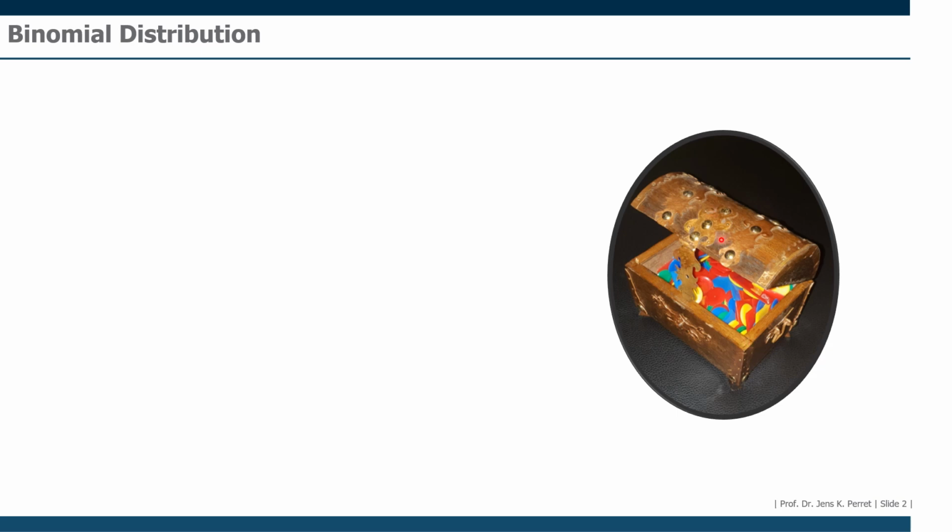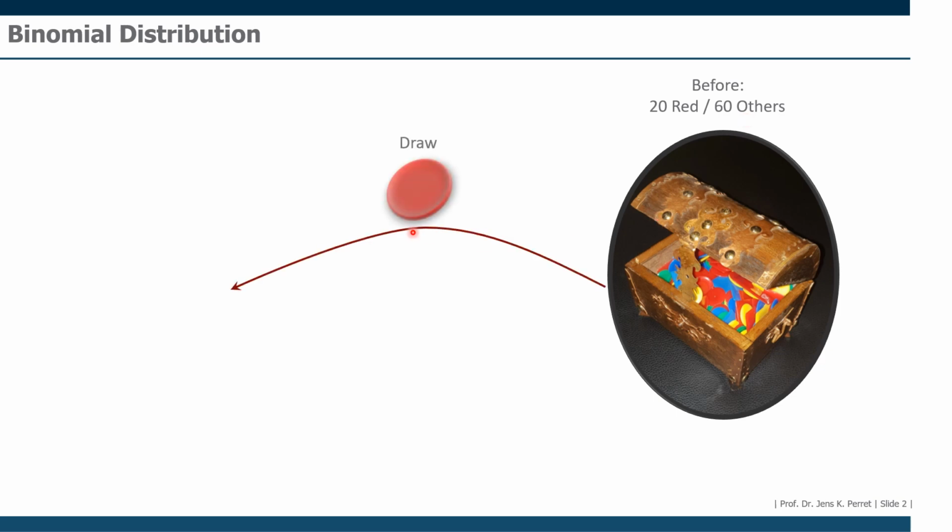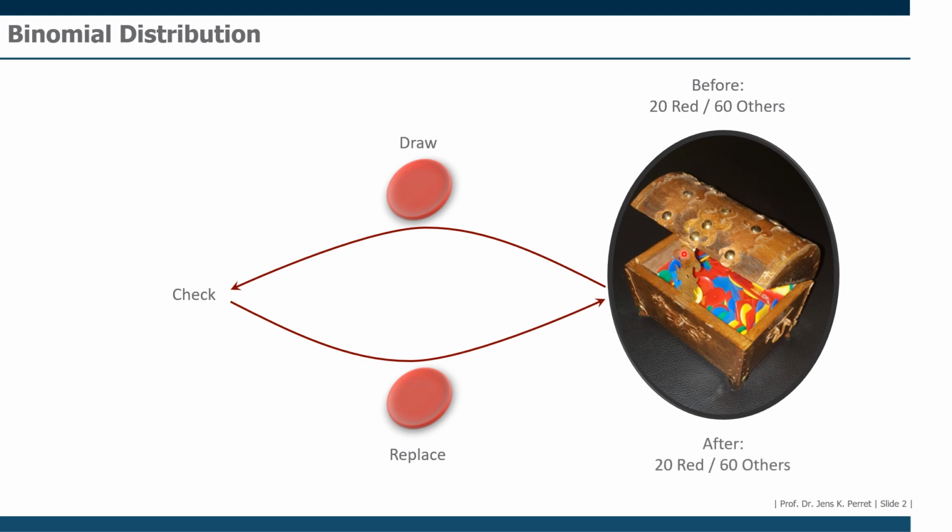Well, think about there being a box like this. The box contains two types of chips, red chips and other colored chips, like blue, yellow, whatever. There's a relation in the beginning of 30 red to 60 other colored chips. Then we're going to draw one of those chips. We're going to check what the color is, and then we're going to replace the chip in this box. So in the end, after this draw, the box and the contents of the box, and most importantly, the relation of red chips versus other chips, did not change at all.